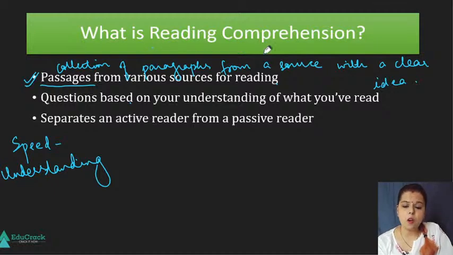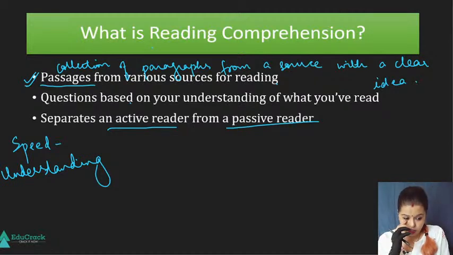Reading comprehension is what separates an active reader from a passive reader. What is an active reader? An active reader is a person who ends up scoring more in reading comprehensions because they are already in the habit of reading. They are already getting information from everywhere. They are habitual of reading different kinds of genres, and since they are habitual, they would also be fast readers. They would read fast.